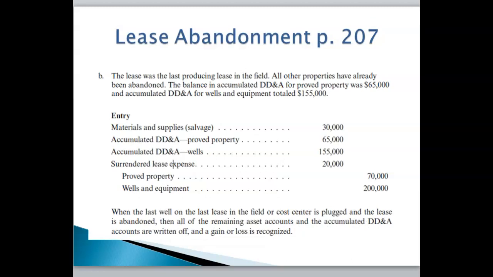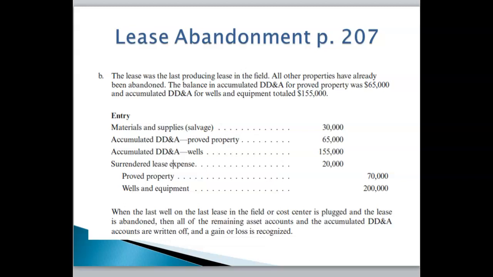Alternatively, suppose the lease was the last producing lease in the field, all other properties have already been abandoned, the balance in accumulated DDNA for proved property was $65,000, and accumulated DDNA for wells and equipment totaled $155,000. Again, we're going to be determining the amount to be salvaged. We're going to write off the asset. Then we're going to remove any accumulated DDNA, and if there's any extra, it's going to go to expense.